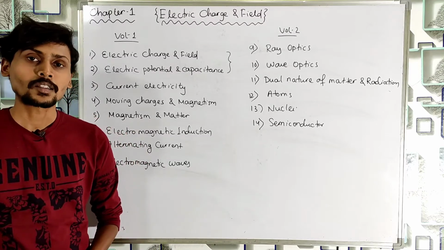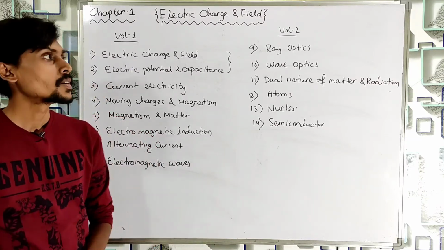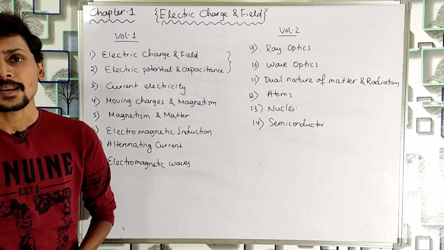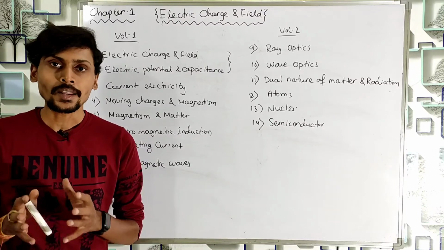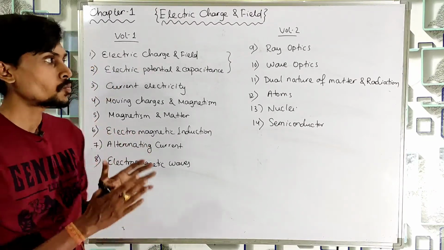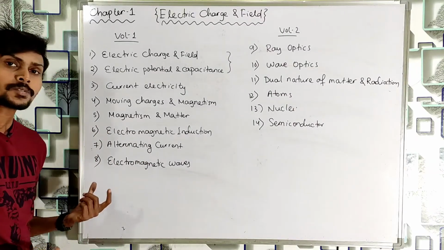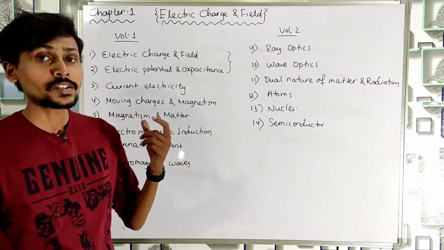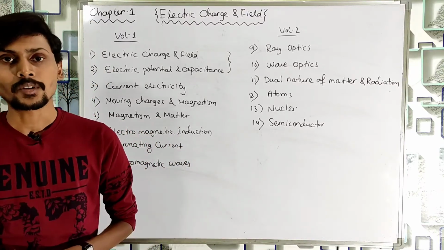So today we'll start the first chapter of the class 12 physics syllabus, and the chapter name is electric charge and field. But before starting this chapter, let me give you an idea of your physics syllabus. So you have total 2 books, volume 1 and volume 2. In volume 1 there are total 8 chapters and in volume 2 there are 6 chapters. So in this year you have to cover 14 chapters.